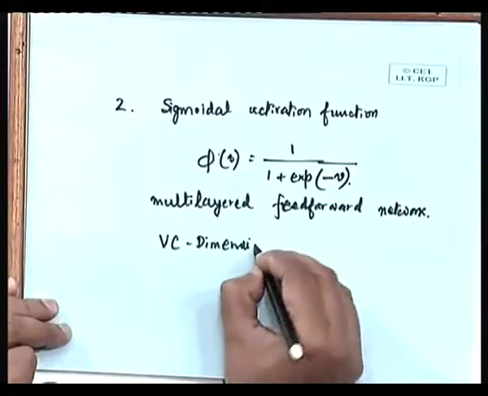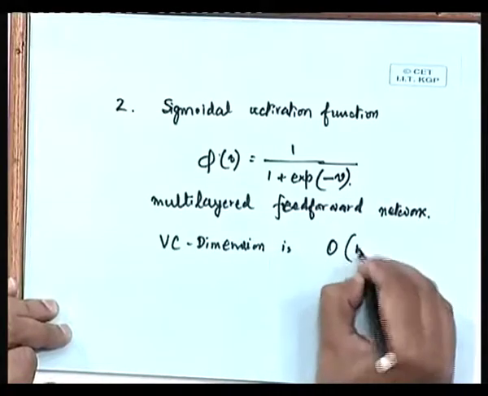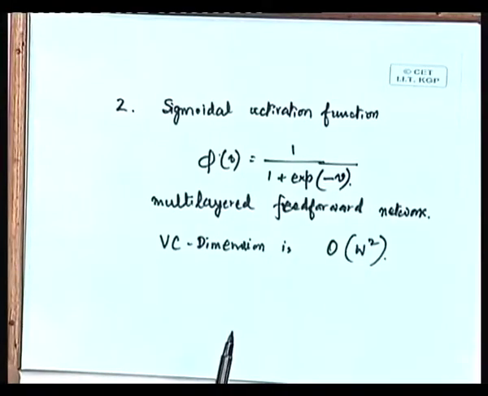So for sigmoidal activation with a multi-layered feed forward network, the VC dimension, and this is very interesting, is of the order of W square, understand. This obviously raises some interest. For linear activation we had W, for threshold we had order of W log W, and with sigmoidal multi-layered we have order of W square. In fact, the trick is being done by the multi-layering.